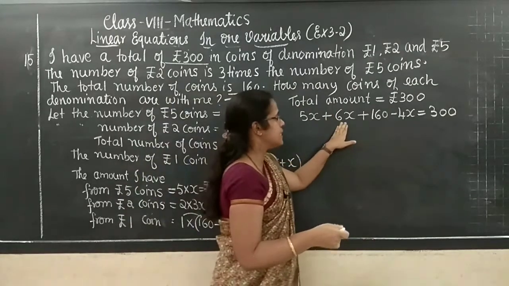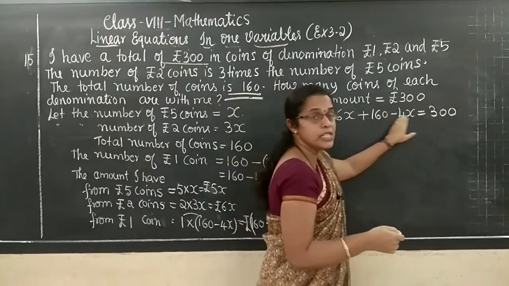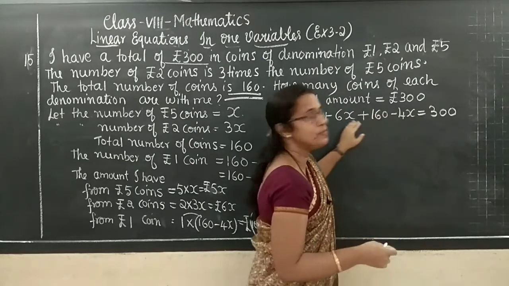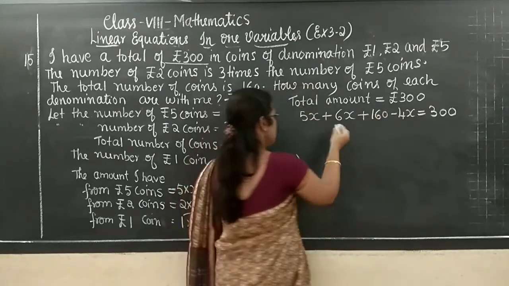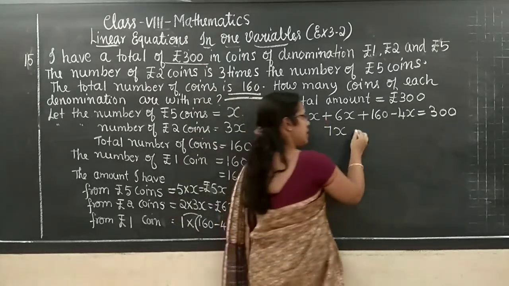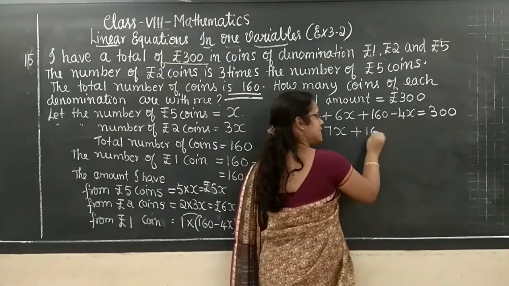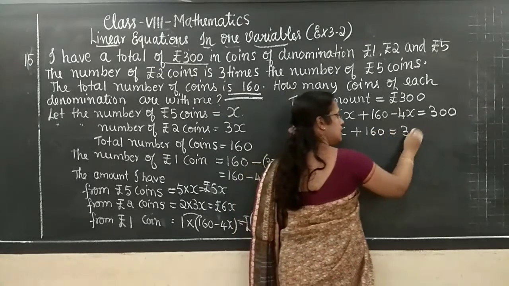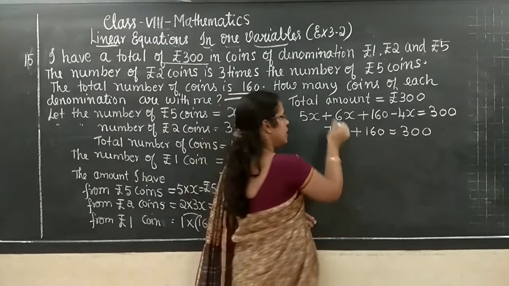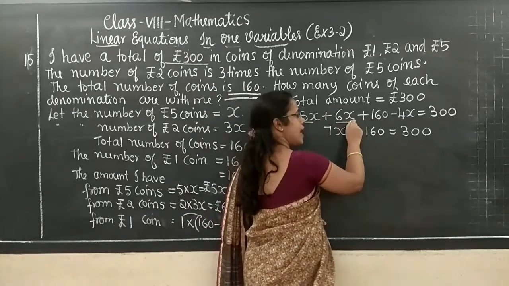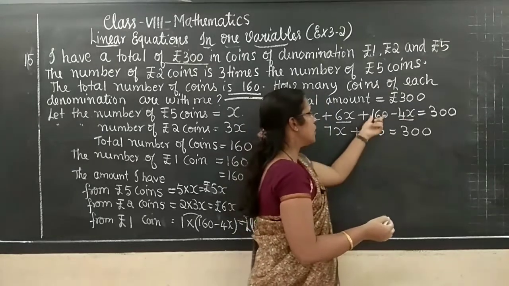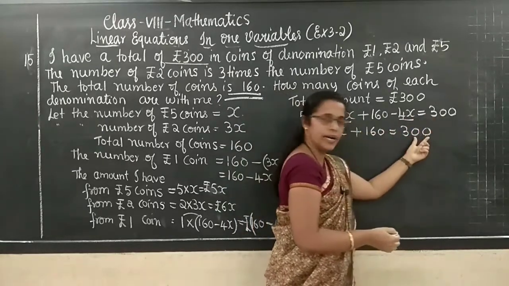So now what you have to do here? 5 plus 6, 11. 11 minus 4, how much? 7x. So it is 7x plus 160 is equal to 300. I want 7x as it is. Yes, children. See, 5x plus 6x, 11. 11 minus 4, 7. 7x plus 160 is equal to 300.